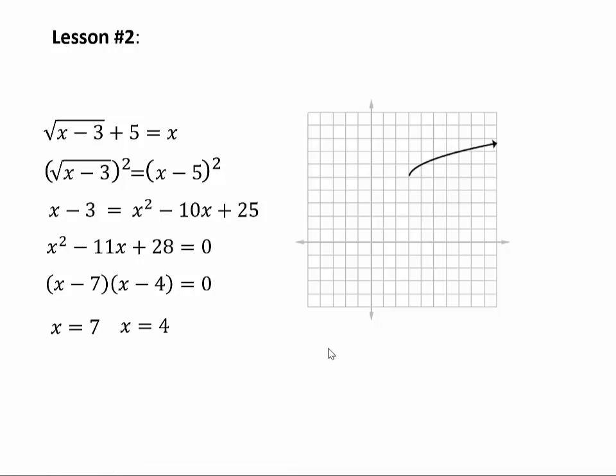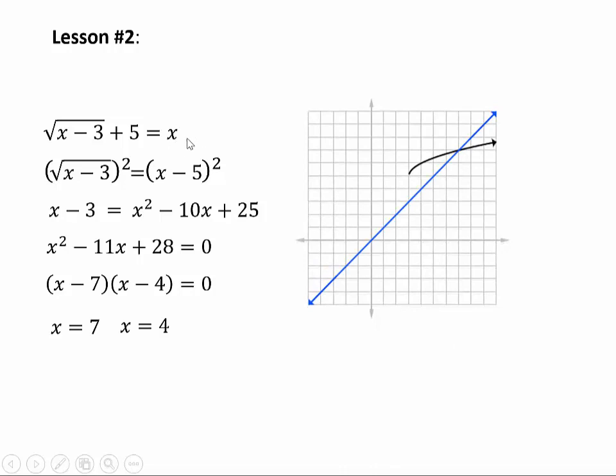If I were to graph the left side of the original equation, so this is the square root, x minus 3 moves that graph 3 to the right and the plus 5 up 5. And there's our square root shape. And now I graph y equals x. You'll notice that these graphs are only going to intersect at one place. And let's count that out. That is at 7. So 7 is a correct answer.